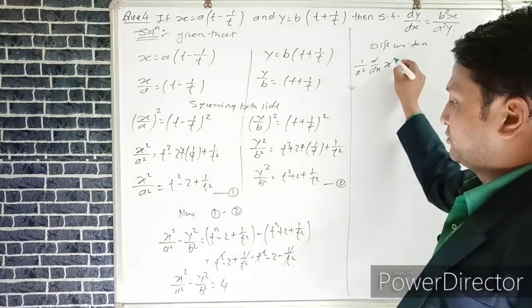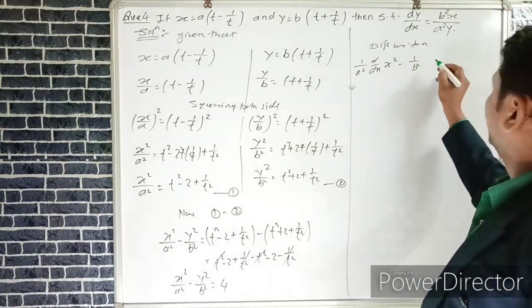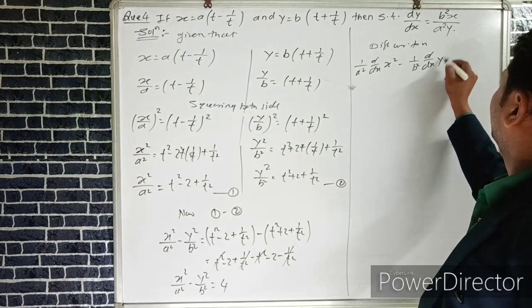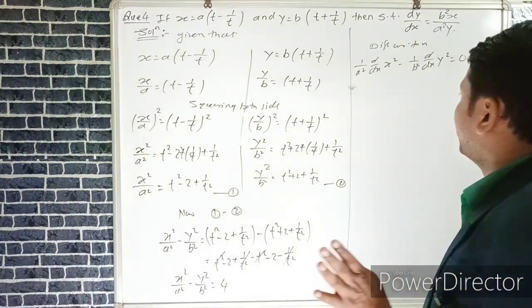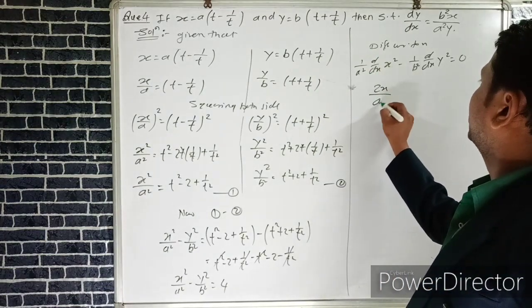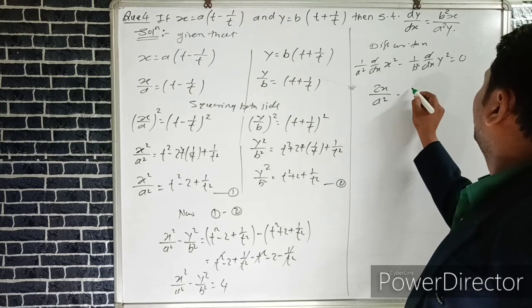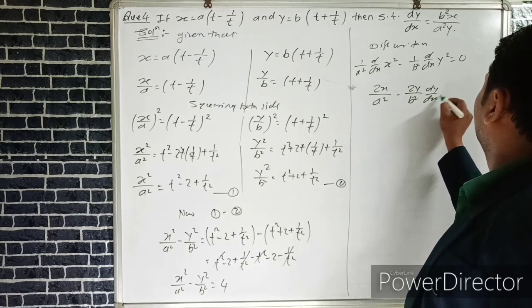We take the derivative of x square upon a square minus y square upon b square. The derivative of the constant 1 is 0, and the derivative of y square upon b square is 2y upon b square into dy by dx. Now the derivative of x square is 2x, so we can write 2x upon a square minus 2y upon b square into dy by dx is equals to 0.